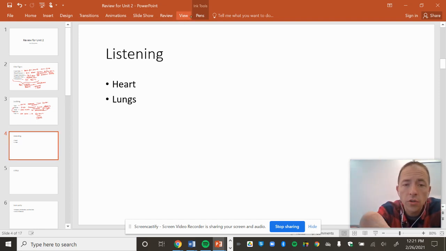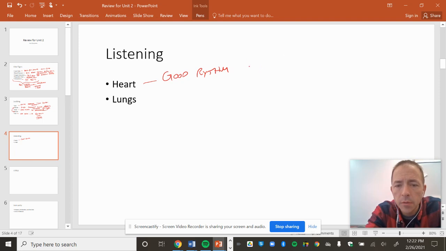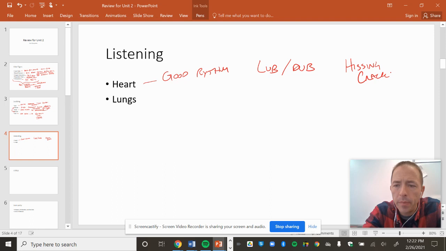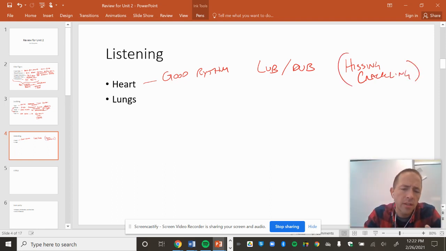So listening to the heart, you should be hearing a nice rhythm. So good rhythm to the heartbeat, specifically listening for a good solid lub dub, strong lub dub. We don't want to hear any hissing noise or crackling. Those are bad, right? That means that the alveoli or the bronchioles have mucus in there that's causing air to not move through properly, and it causes pockets, and then the force of those pockets pushes and it causes those abnormal noises like hissing or a crackling or popping noise.